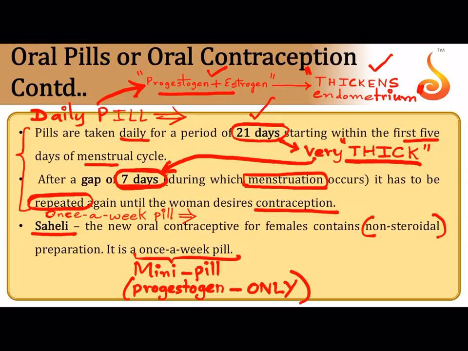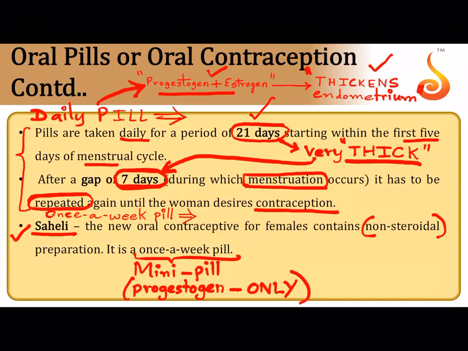How many days should it be taken? 21 days. After that, a gap of 7 days for menstruation. Why? Because by the end of 21 days, the endometrium has become very thick, because progestogen and estrogen are responsible for growth and maintenance of the thickness of the endometrium.